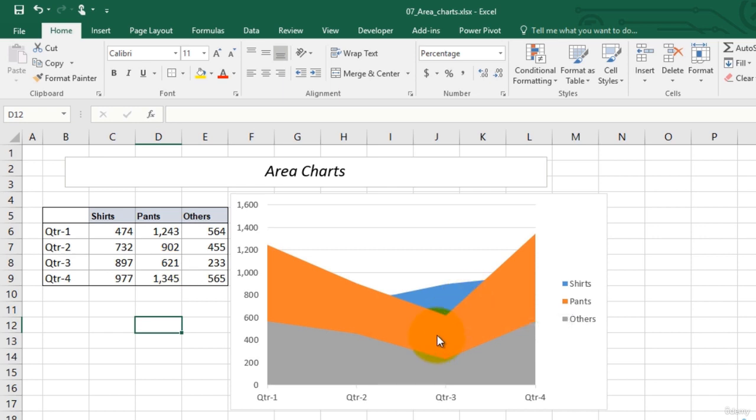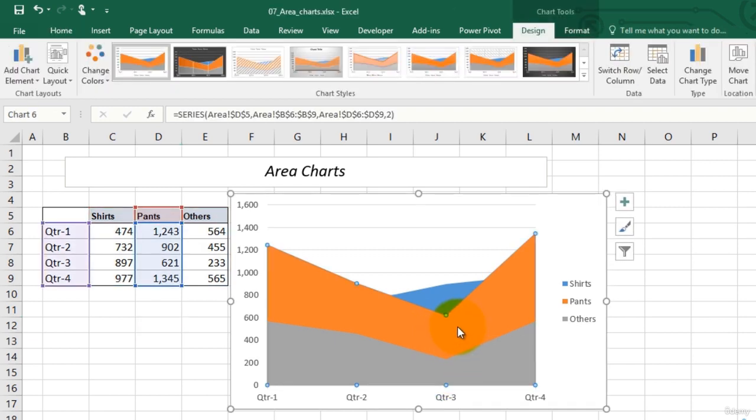and most of the blue series, which is representing the shirt sales in the 4 quarters, we are not able to see it because it is hidden behind the other 2 series. If you want to look at the values of shirt series, we need to increase the transparency of the pant series and the other series. You know how to do it.